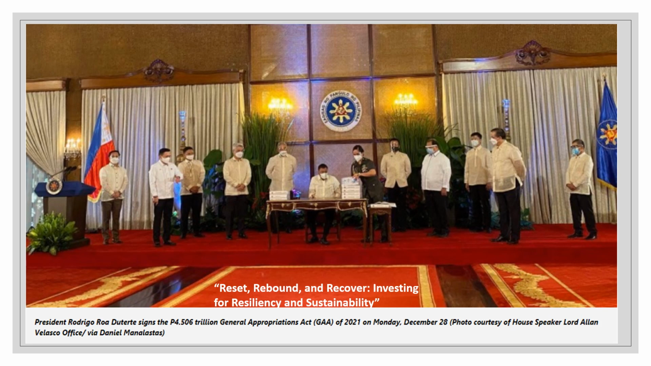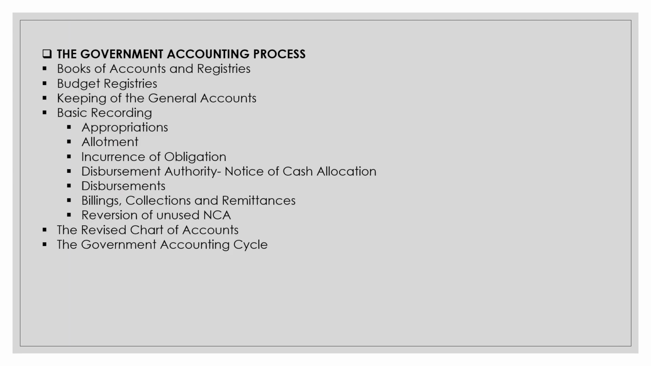So the General Appropriations Act of 2021 has a theme: reset, rebound, and recover, investing for resiliency and sustainability. So actually, it is a 4.506 trillion GAA for fiscal year 2021. Okay, so that's for general information.